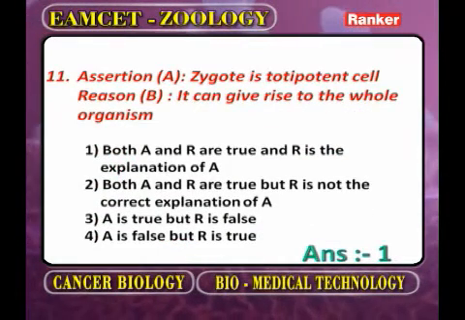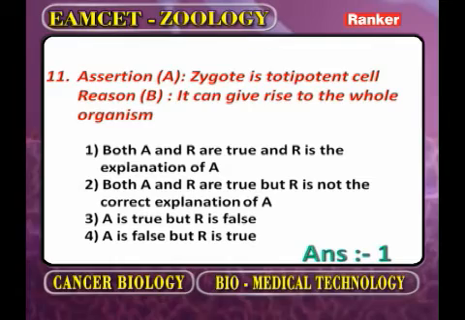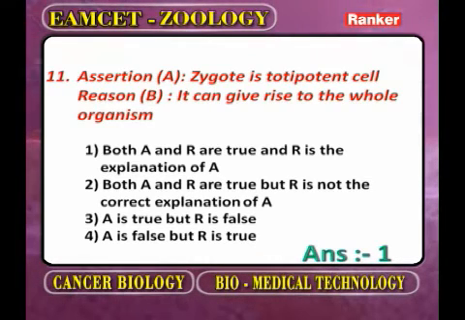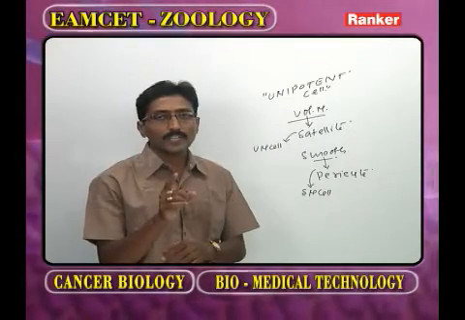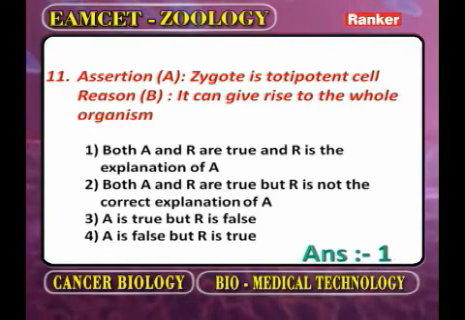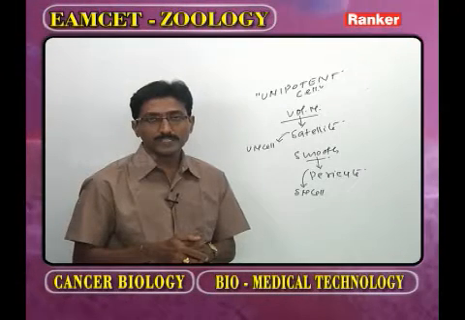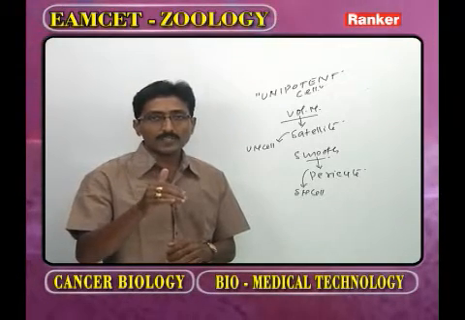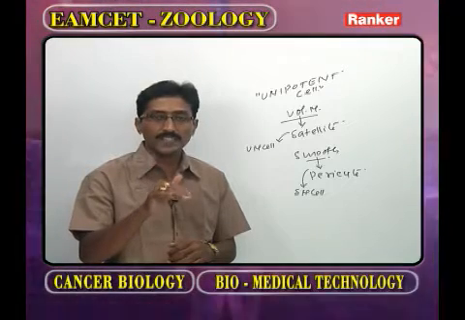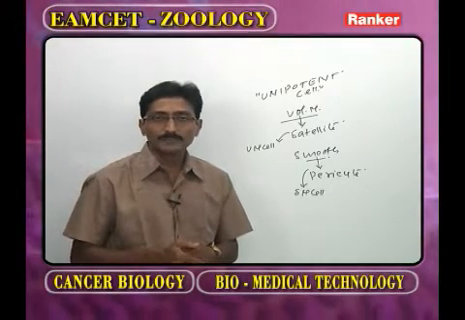The next one, assertion: zygote is a totipotent cell. In case of animals, as we observe, the zygote is said to be a totipotent cell. In an animal's body, totipotency belongs only to the zygotic cell. In case of plants, the meristematic cells are said to be totipotent cells, and other cells are also said to be totipotent in plants.